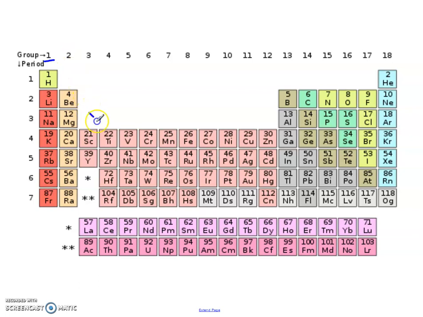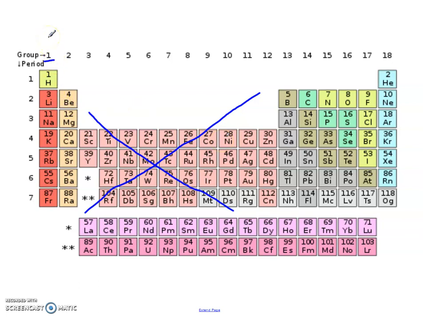Now what we're going to do is skip over group numbers 3 to 12. They don't really follow this pattern that we're going to learn in grade 9. In grade 10, you're going to learn and talk more about these elements. These are called transition elements, in case you're wondering. They don't follow a regular pattern for valence electrons, so we're going to ignore them.